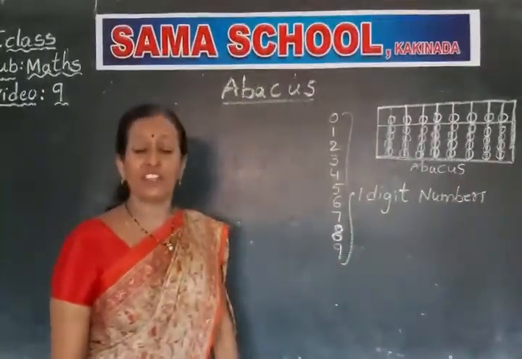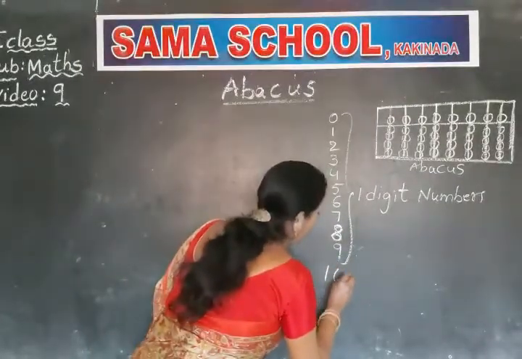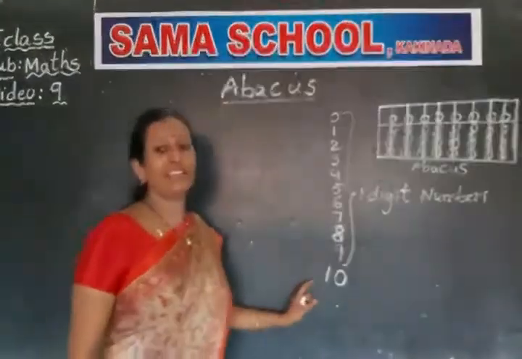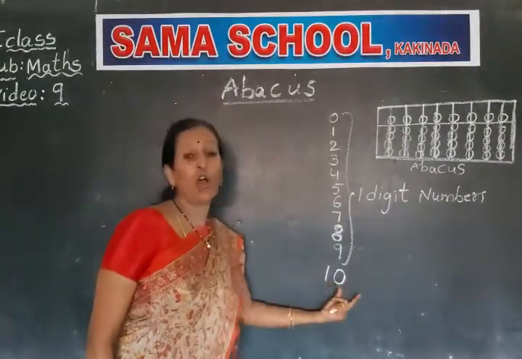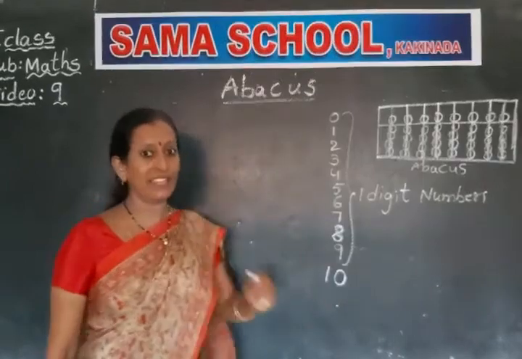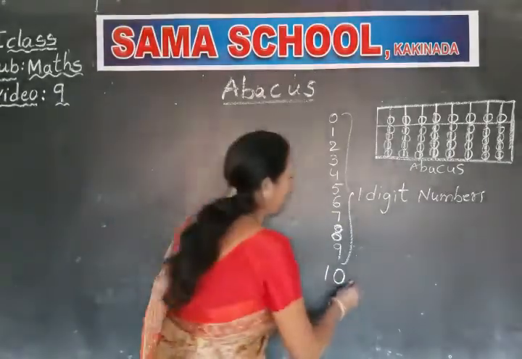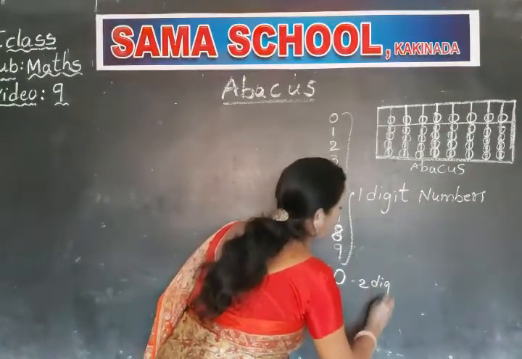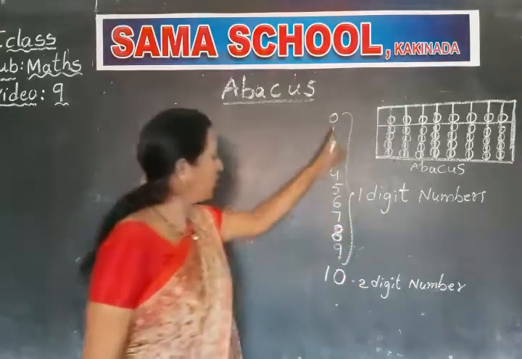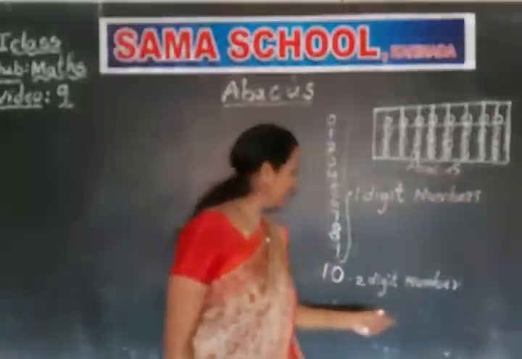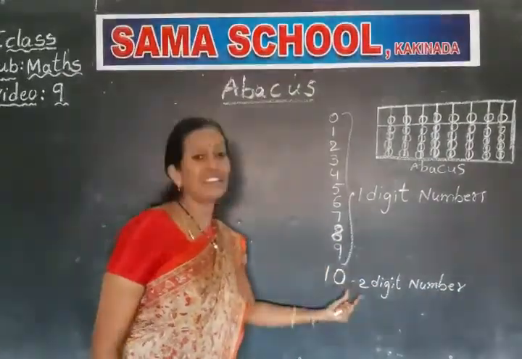Then after 9, which number comes? 10. Here, what is there? 1 and 0. So how many digits are there? 2 digits. This 10 is a 2 digit number. 0 to 9 are the 1 digit numbers, and 10 is a 2 digit number because 1 and 0 are there.